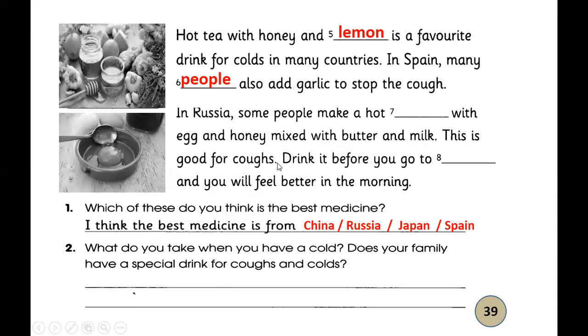Finally, the last advice comes from Russia. In Russia, some people make a hot drink.